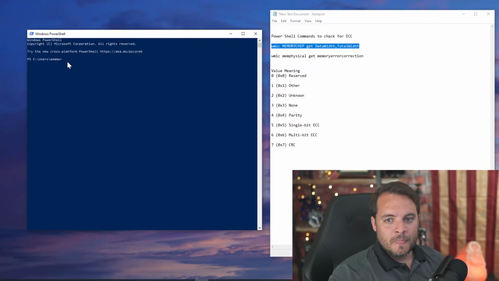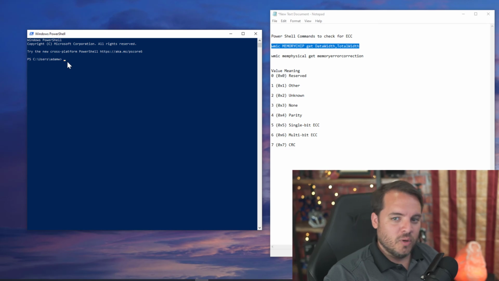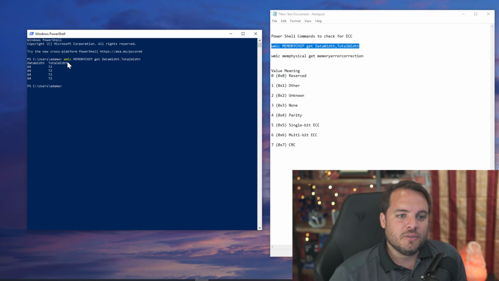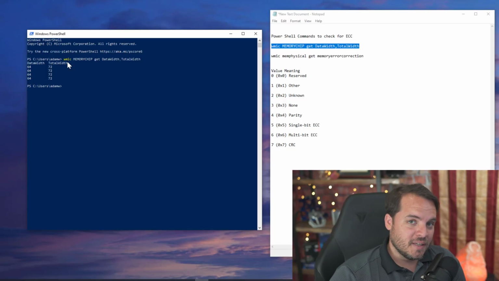So when you type in this wmic command and hit enter, it's going to give you these values here. It's going to give you the data width and then the total width. Traditionally, if you were looking at, say, gaming RAM, both columns here would have 64 in them, right? And the fact that 72 is in the total width means that it's ECC RAM. So that's good, a first check. Let's try this next one now.